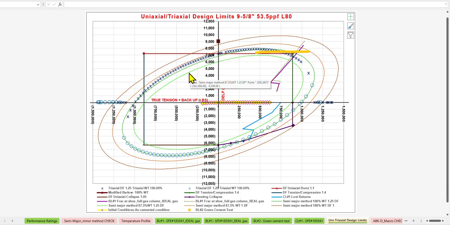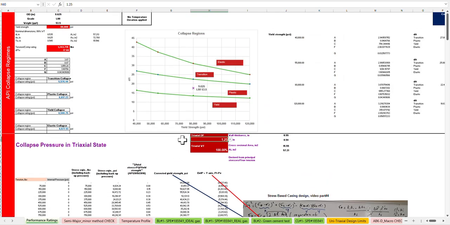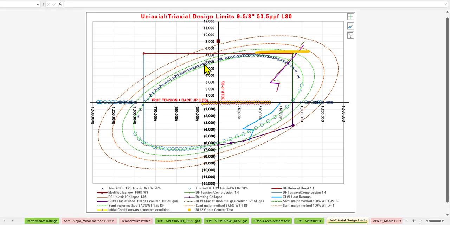And then you could see the 87.5%. If we select 87.5% wall thickness in triaxial, and a 1.25 design factor in triaxial, it further reduces our design limit of the triaxial into this smallest ellipse here, and your load cases are placed accordingly. I'm not going to discuss which section is acceptable or not. Either you need to do something with the casing and the grade, or you need to do something about more discussion on the load cases, or both.